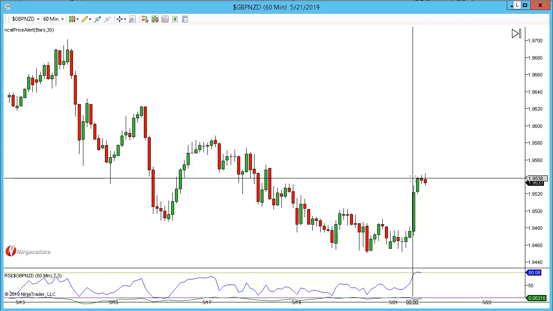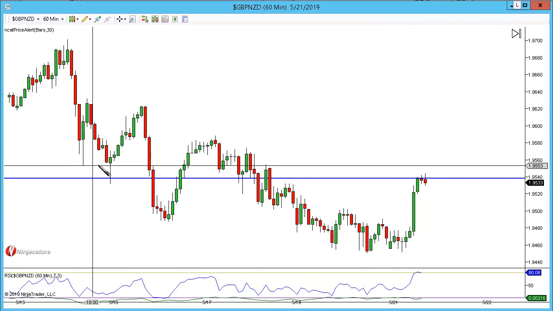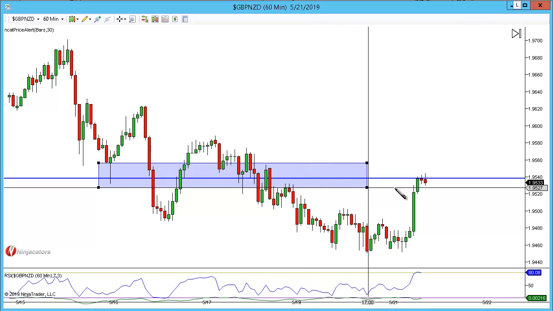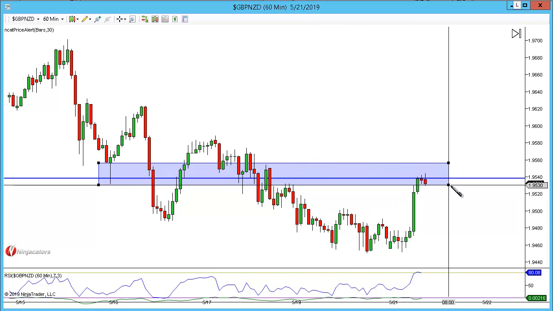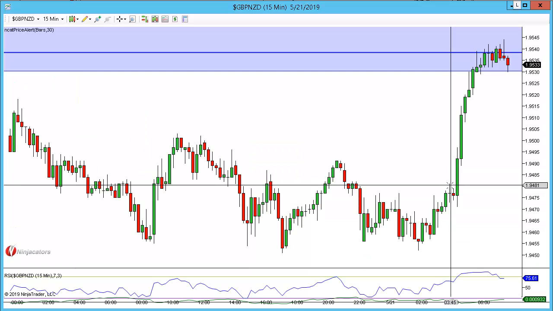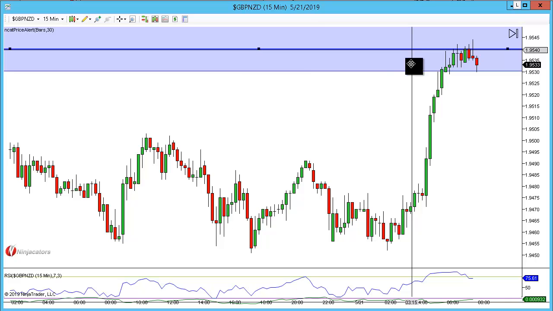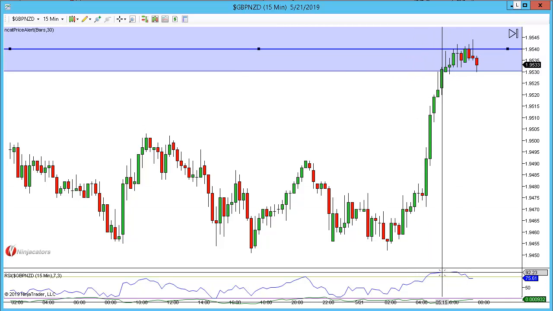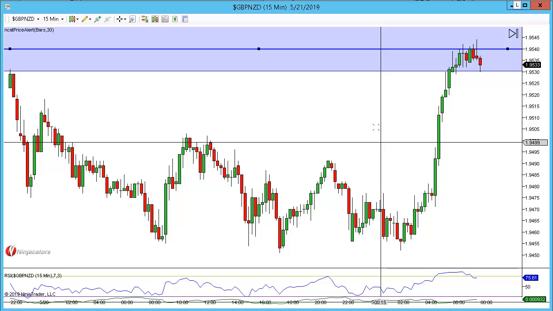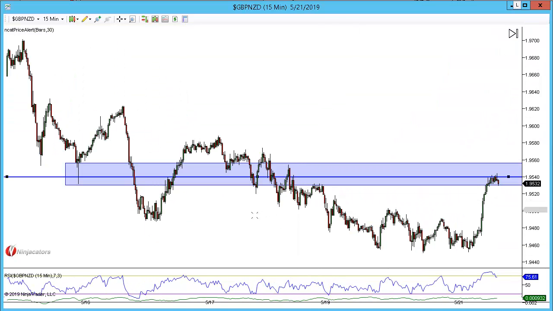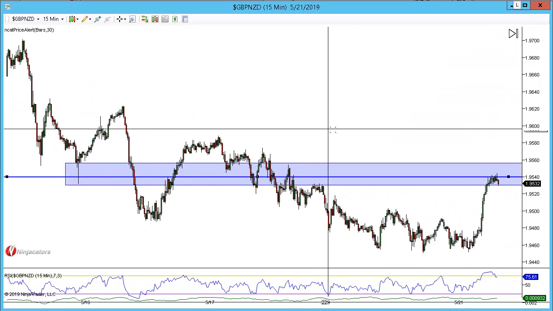If I put a structure level on, the wicks always interest me. This main level here, the wicks just here, are what really interests me. So let's go to the 15. Here on the 15, just move that structure level up to the closes of the candles. We went massively overbought here at 95. So look left for structure. Once again, we're still within the wicks.